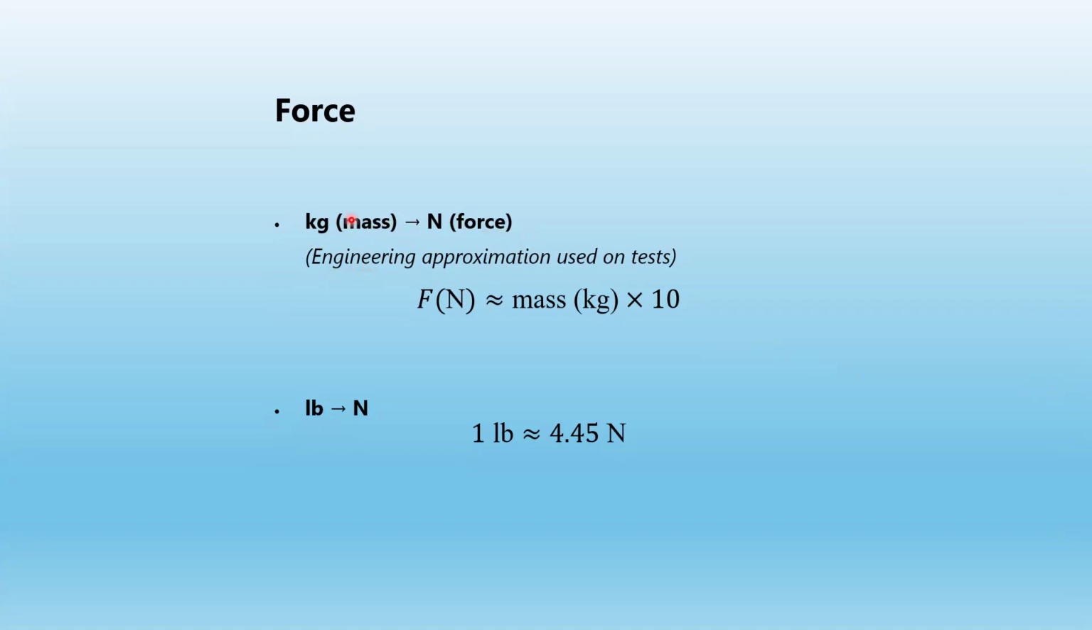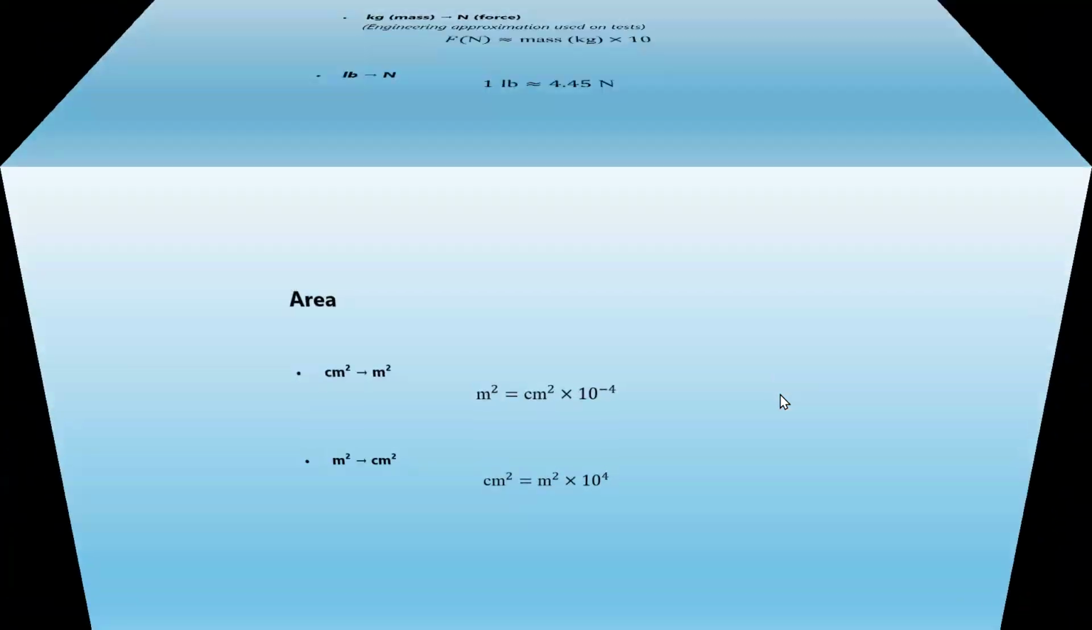And they're exchangeable with numbers. Engineering approximation used on tests. Okay. Force in newtons equals mass in kilograms times about 10. Pounds into newtons: 1 pound approximately equals 4.45 newtons.